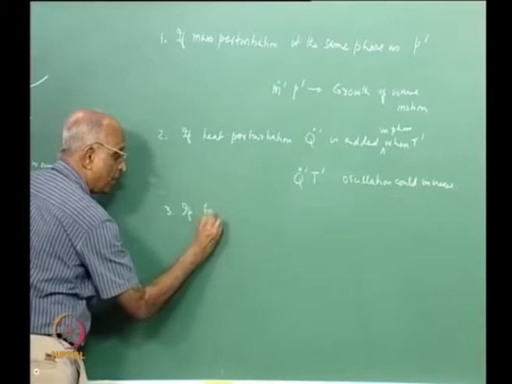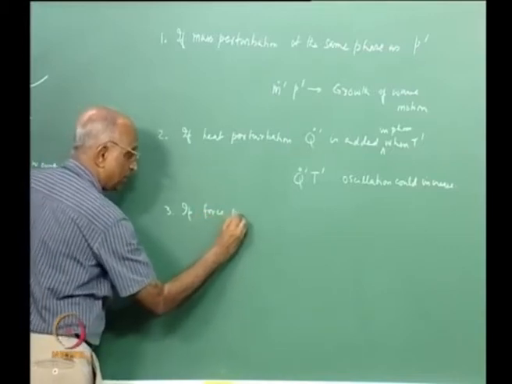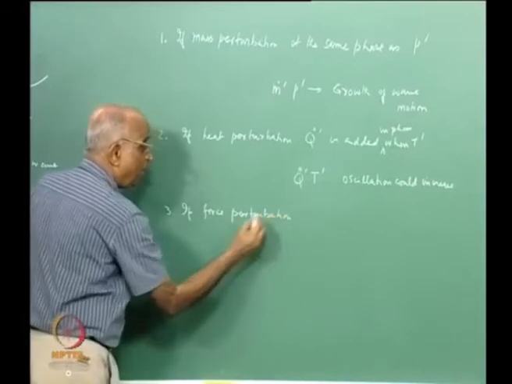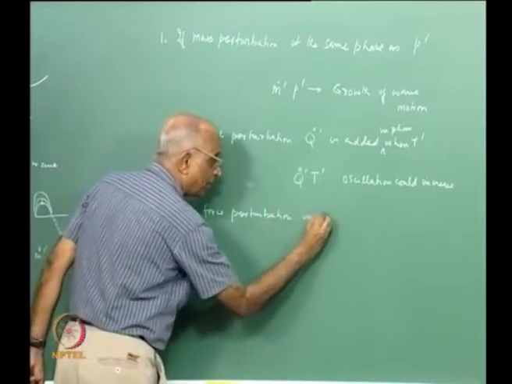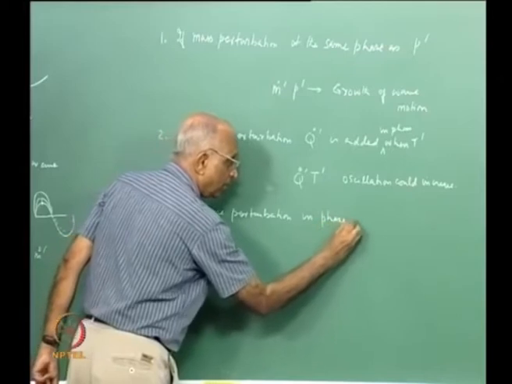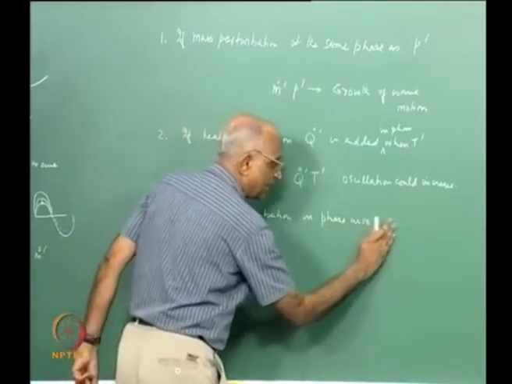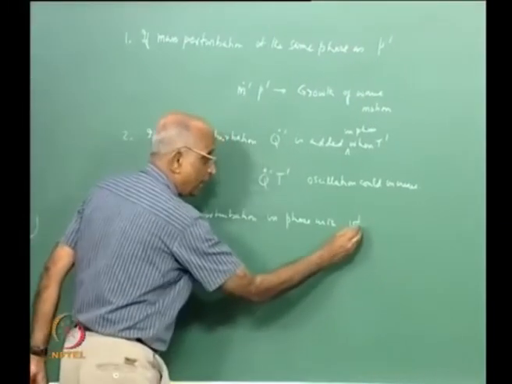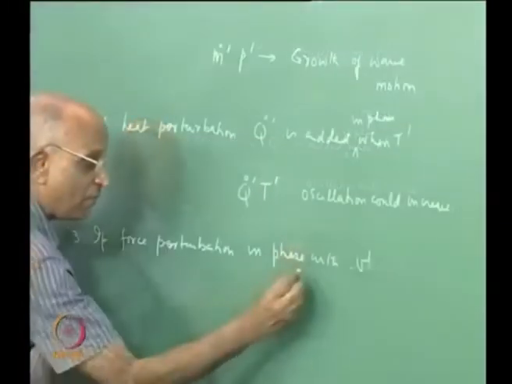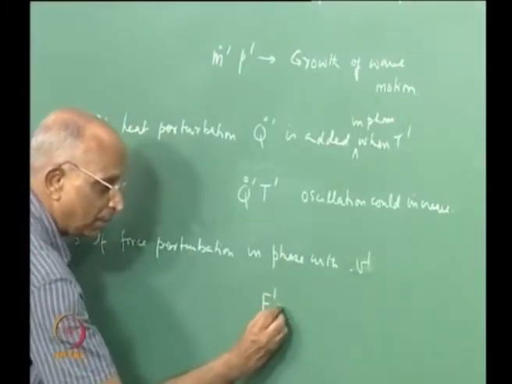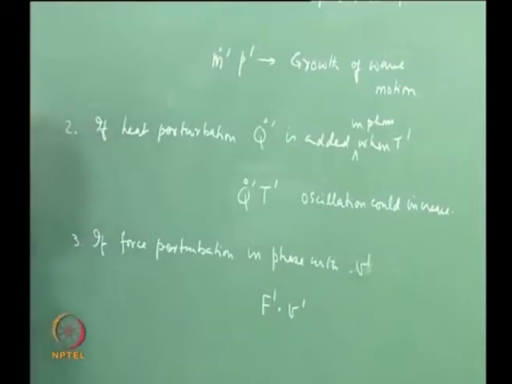In other words, the third one I can put is, if the rate of change of momentum is force, if force perturbations could be added in phase with velocity perturbation, that means V prime, then the magnitude of V prime will increase, and therefore the quantity there could be force perturbation multiplied by velocity perturbation.